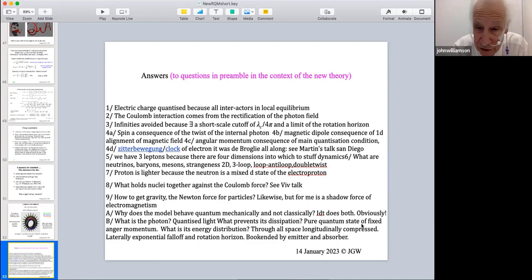Now we have three leptons because there are four dimensions into which stuff dynamics. And if you fold it and fold it and fold it again, that's as much folding as you can do. And that generates the high masses. What was next? Oh, I didn't do question six here.